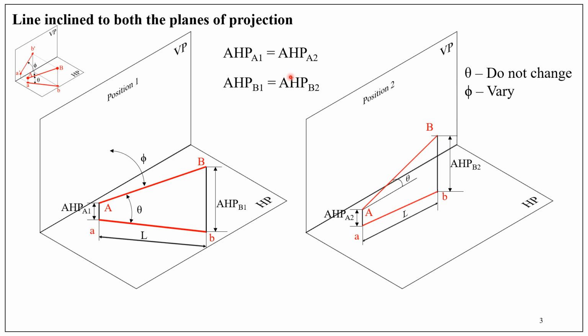What is the meaning of this? Whatever be the value of phi, height of point A and B above horizontal plane remains the same, provided theta is unaltered. What about the top view?